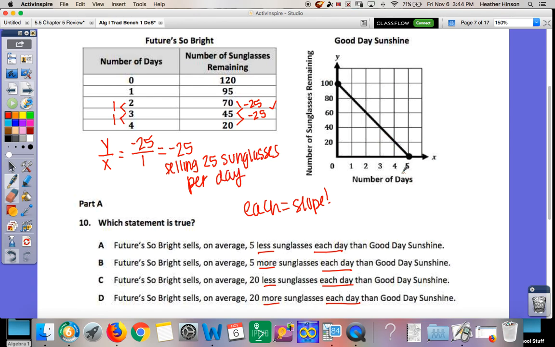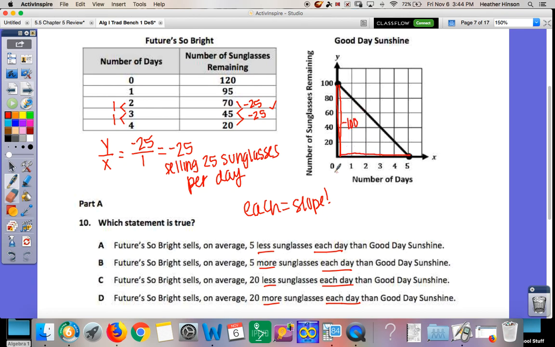And then this one, we have good day sunshine. We want to find the slope of this. How do you find slope on a graph? Well, rise over run. So find 2 points. They graciously gave us 2 points here. You can use those or you can use other points on the graph. I'm just going to go ahead and use those. So how much is it going down to get to that point? 100 down to 0. It's negative 100.